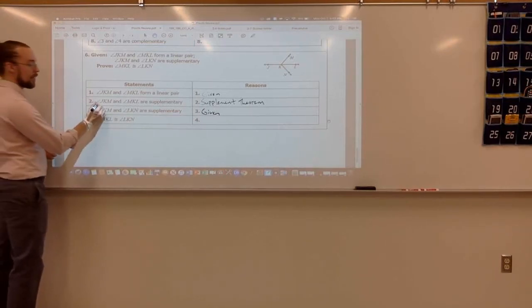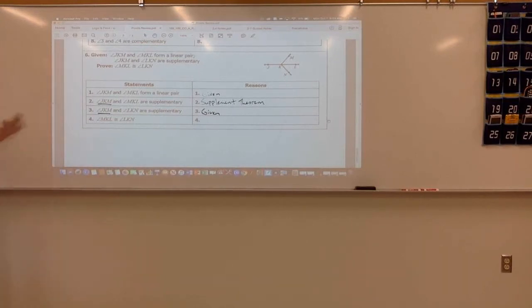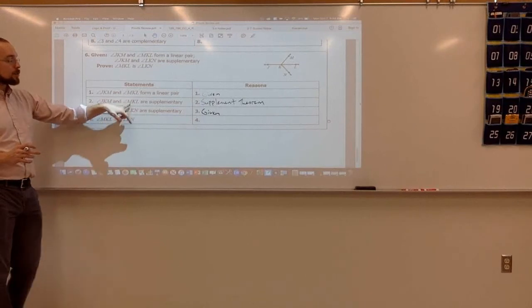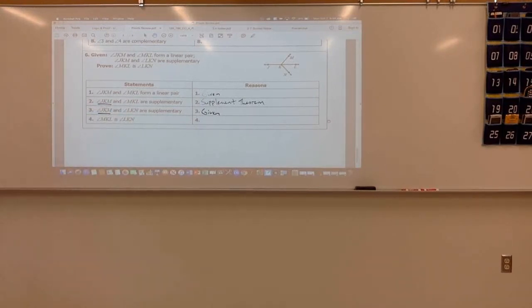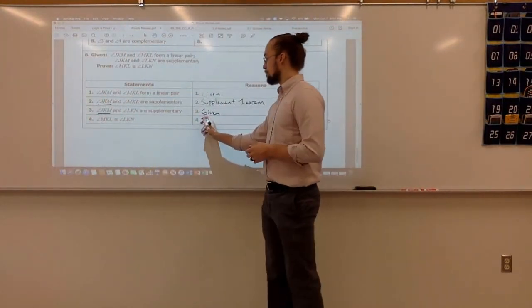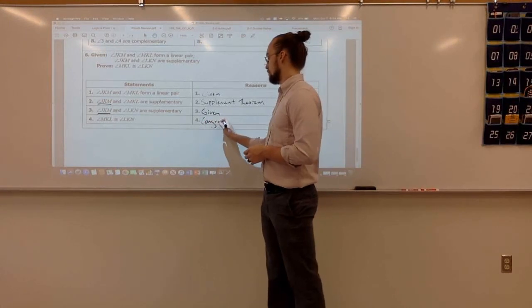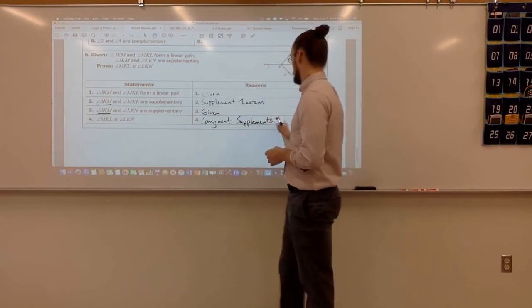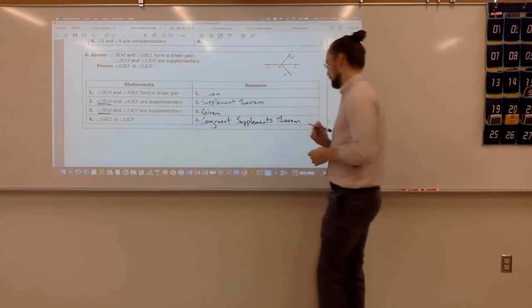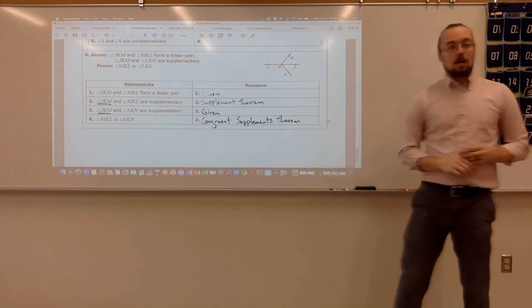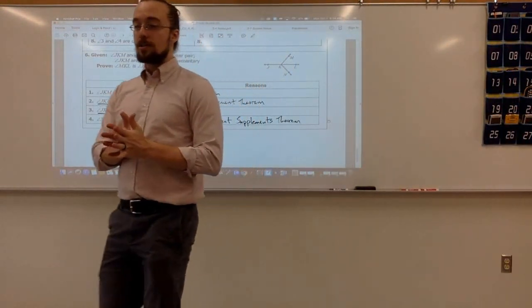If I look at lines 2 and 3, I've got the same angle on both sides here. I've got two different angles supplementary to angle JKM. If two different angles are supplementary to the same angle, then we can say they are congruent to each other by the congruent supplements theorem. Questions on these?